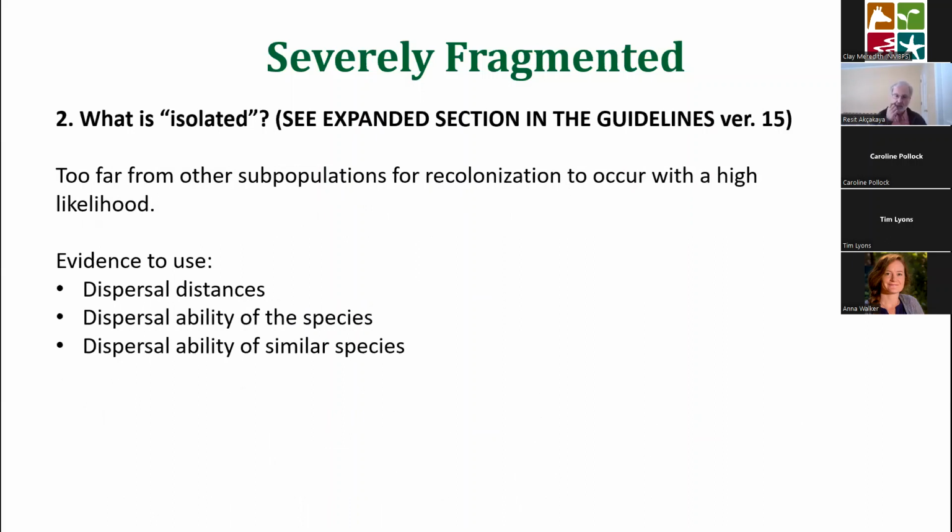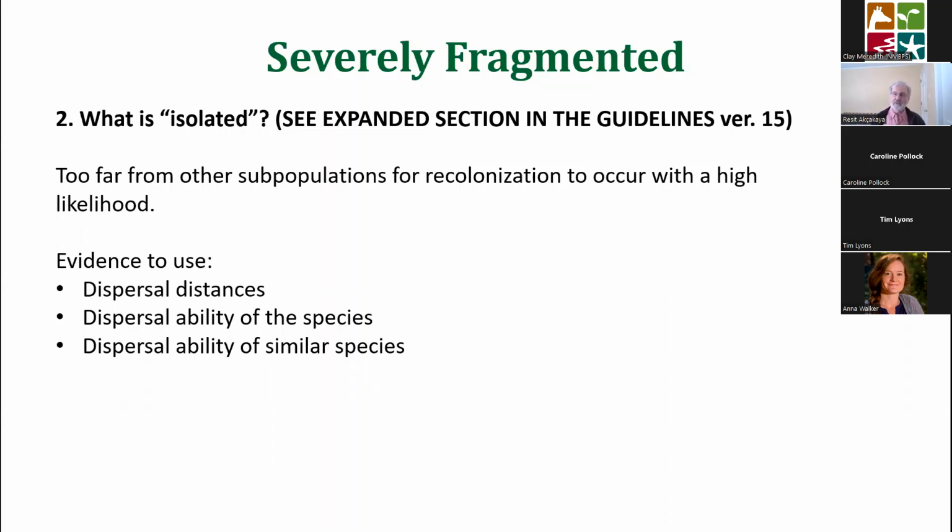The second is isolated. And again, there's an expanded section in the guidelines on this. I recommend that you read that section. But isolated means that it is too far from other subpopulations for recolonization to occur with a high likelihood. So if the population is extirpated, then it's likely that it will remain extirpated or locally extinct for a long time. That's what isolated means.